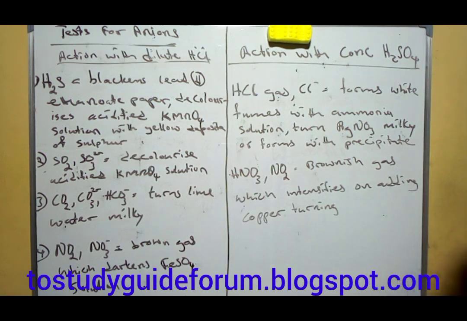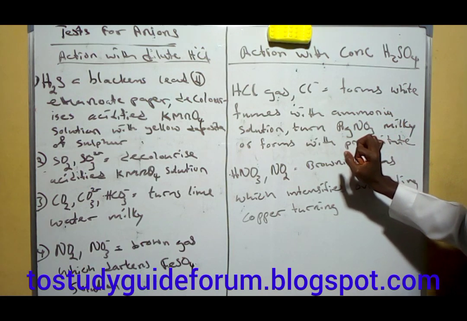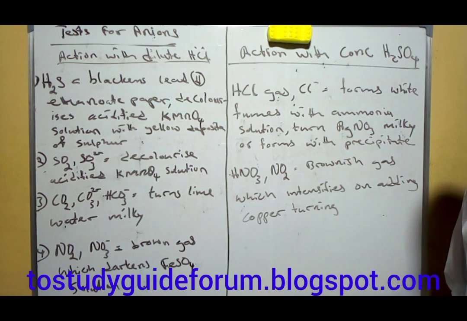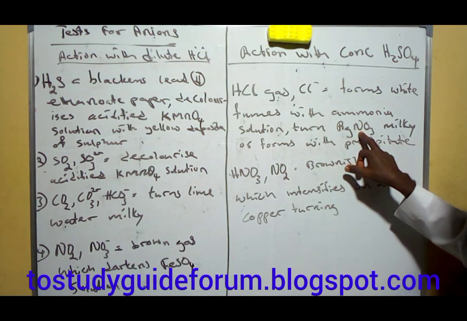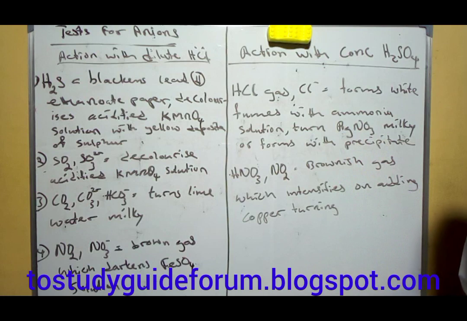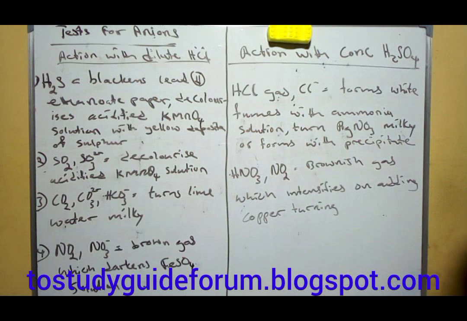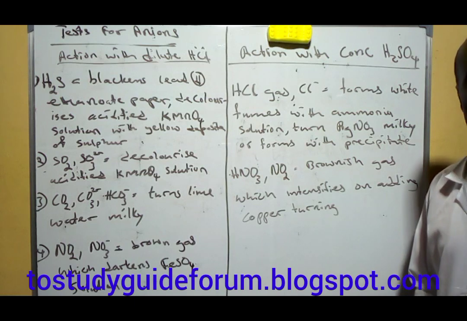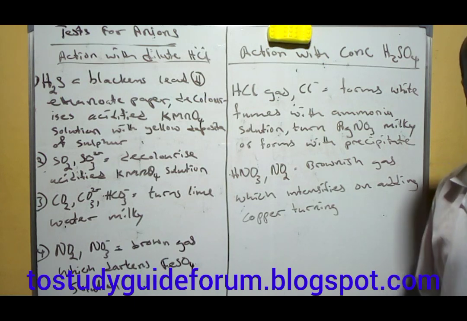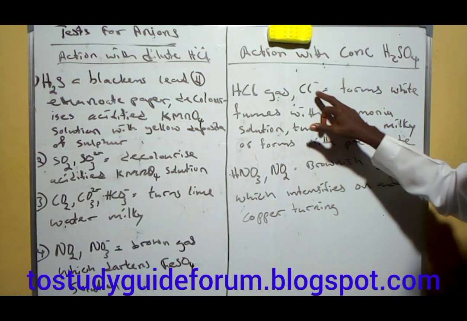So now how to differentiate it? You can then add dilute hydrochloric acid to the white precipitate of silver, in addition to bubbling hydrogen chloride gas into it. When you do that, if it's chloride, the precipitate will remain. Once the precipitate remains, it means that what you have there is chloride ion.